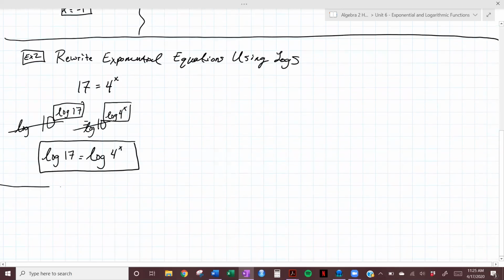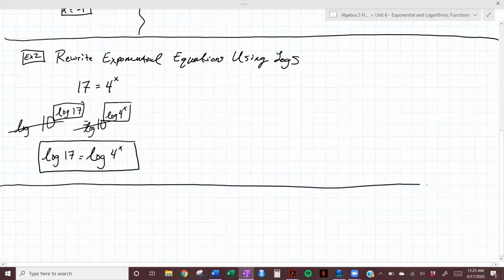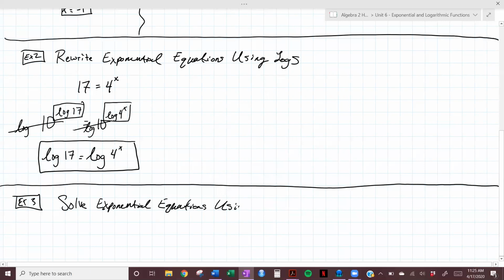Let me do another example. Whoops, that's not a straight line at all. So example 3: solve exponential equations using logs.